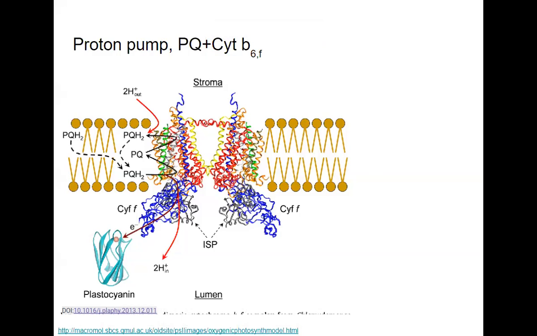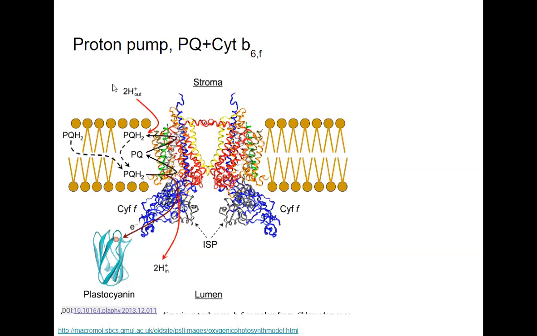So I already mentioned the plastoquinone and cytochrome B6F. This is showing you a model of that process of the proton being pumped across the membrane. So here's our phospholipid heads and tails, that cytochrome B6F going right across that membrane, being embedded in it. And then plastoquinone is part of and associated with that cytochrome B6F.